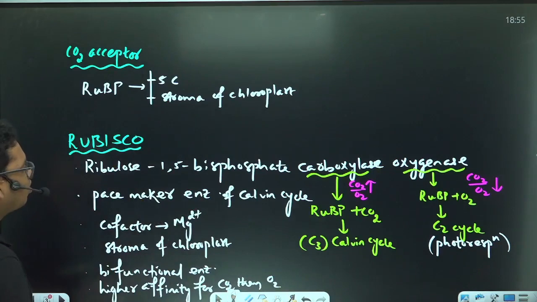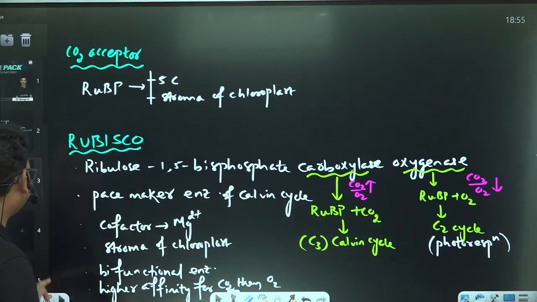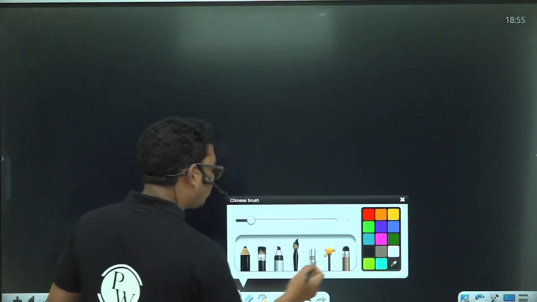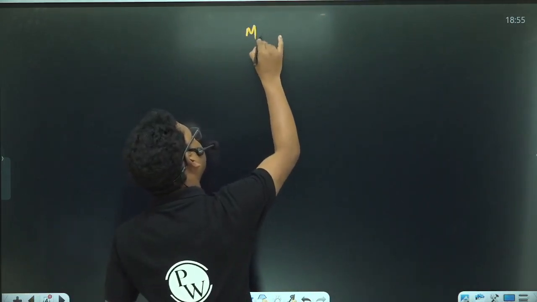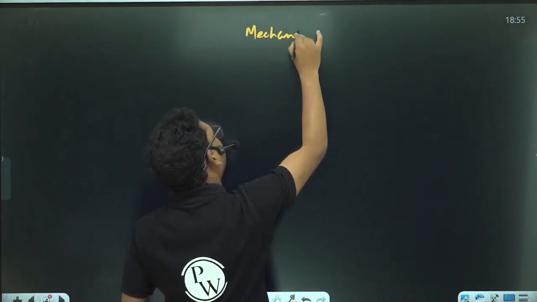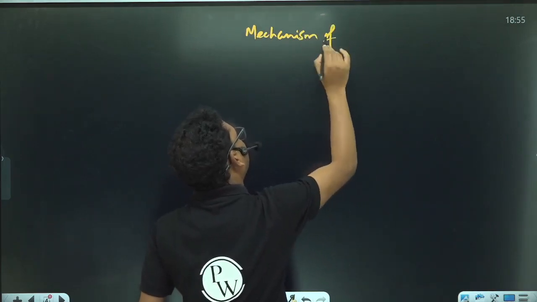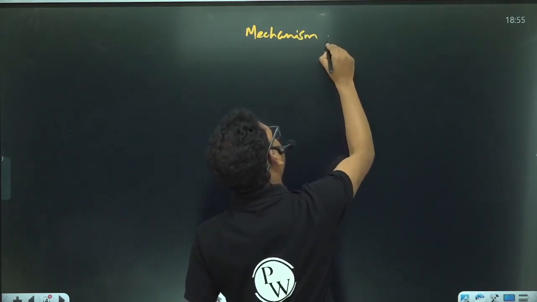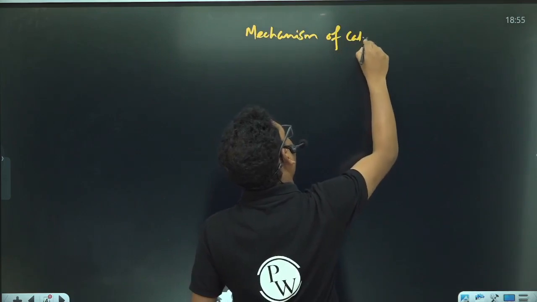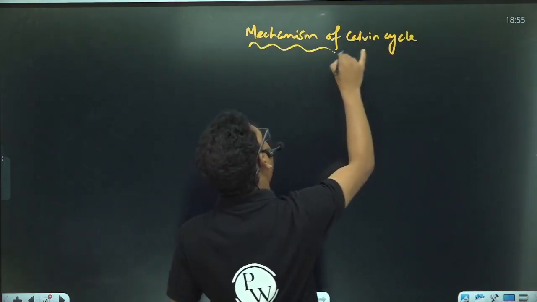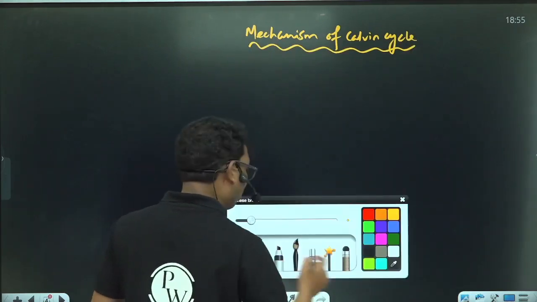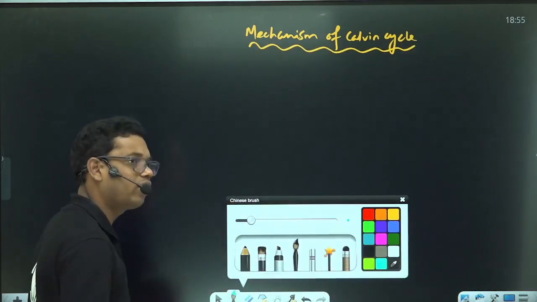Clear? Now let us try to understand the mechanism of the C3 cycle. The entire mechanism of the C3 cycle is broadly classified into three phases. Here we are going to talk about the mechanism of the Calvin cycle. The entire process of the Calvin cycle is broadly classified into three phases.